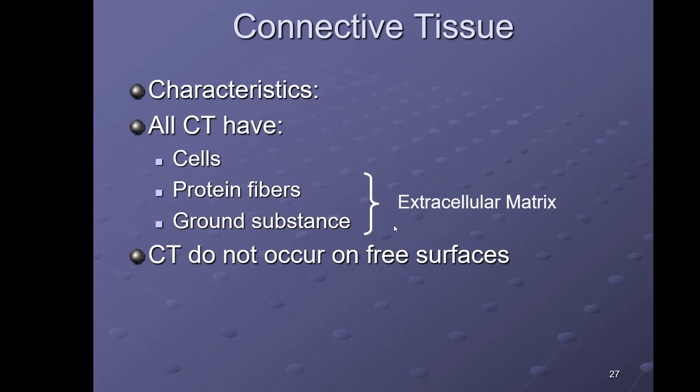So connective tissues, unlike epithelial tissues, do not occur on free surfaces, so they're always going to be surrounded by something. And most of them, with a couple of exceptions, are highly vascular, meaning they have lots of blood vessels.